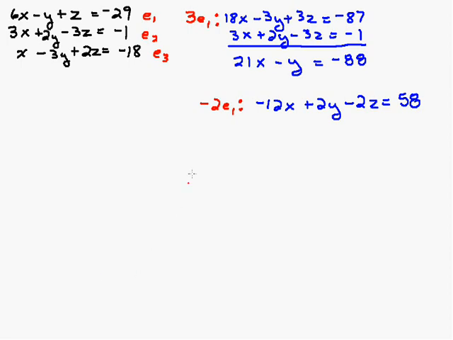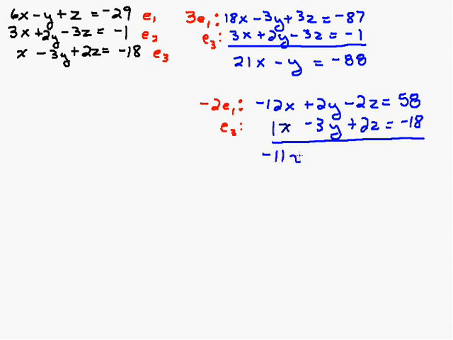Alright, now I'm going to bring E3 down like I did before. I'll put E3 here, and for that other one we did the same thing. So E3 is x minus 3y plus 2z equals -18. Now we'll add those together. So that's -11x, and I end up with minus 1y, or just minus y. The z's drop out, and it equals, looks like, 40.